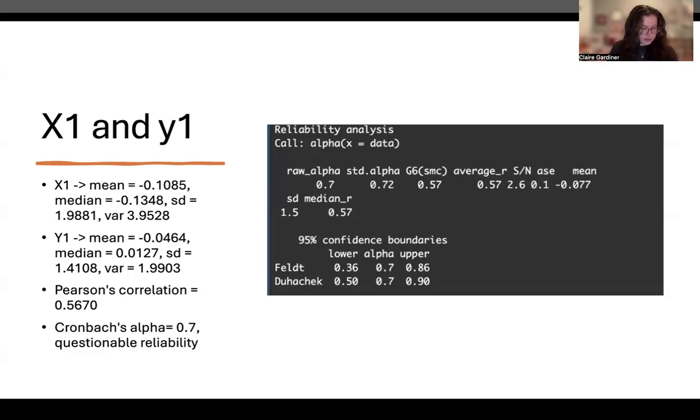It's a measure of reliability. And as a refresher, reliability is the consistency, stability, and how dependable a measure is. The alpha score for the variables was 0.7, which some people view as the threshold for reliability, and then others argue that 0.7 is questionable reliability.